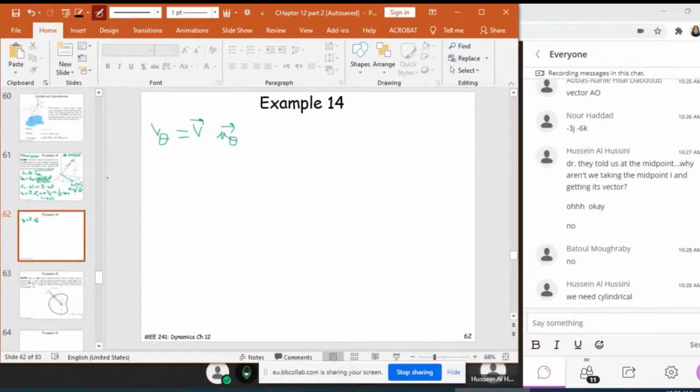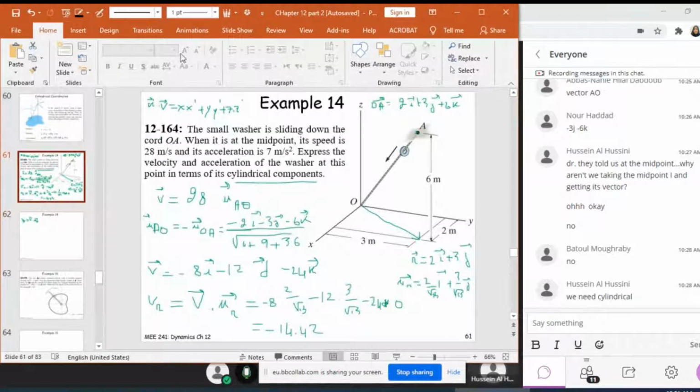Now, how to find U theta? Of course, guys, you can call this angle theta. And then you can say that R is equal to R cosine theta I plus R sine theta J, and then you can find theta. And whenever you find theta, you can find U theta, right? Which is the perpendicular vector to UR. And U theta will be minus sine theta I plus cosine theta J. And then you can find the vector U theta in I and J.